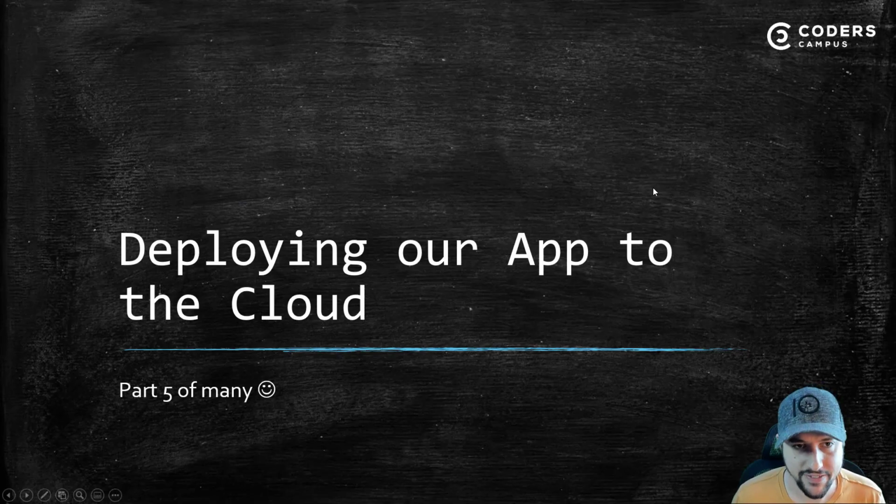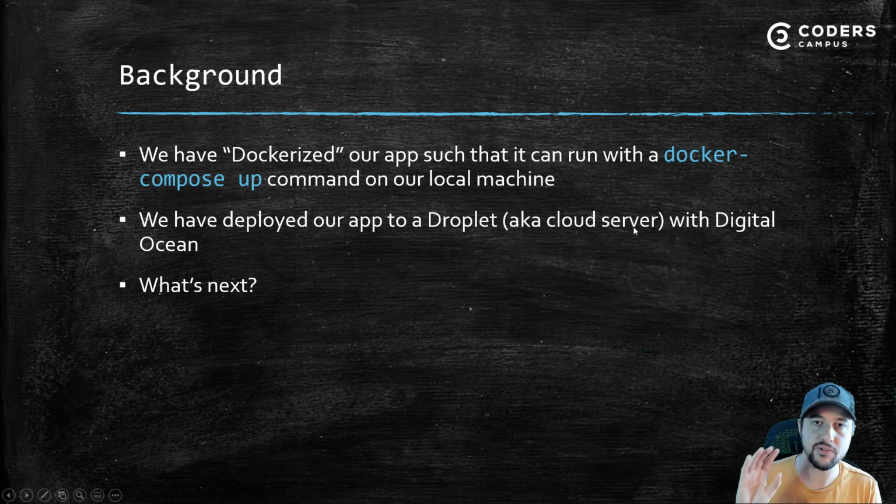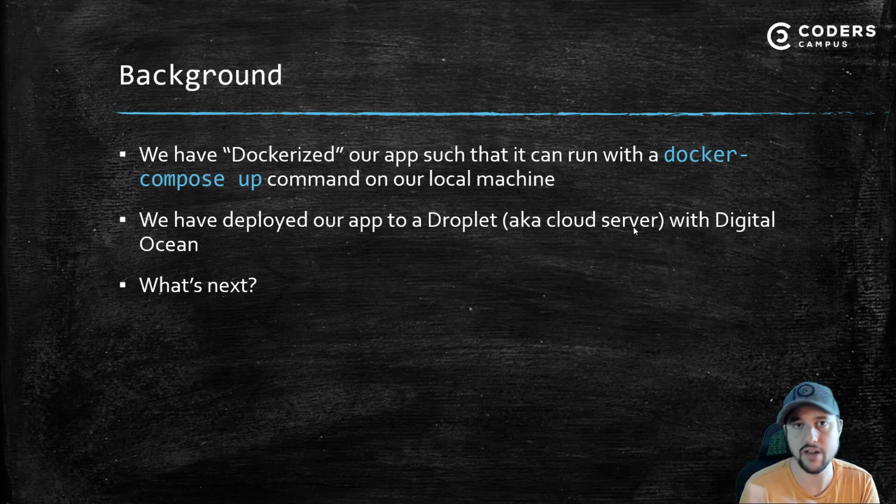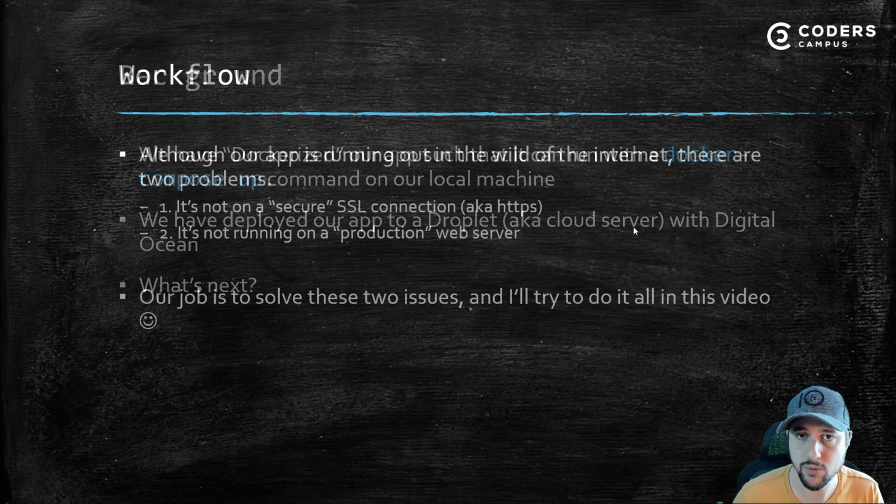All right, so let's dive into the good stuff. The background is that we've already Dockerized everything. We've done a container or a Docker Compose up in part 4 on localhost. Then from there, we went to part 5, which was deploying that Dockerized stuff and Compose stuff onto a DigitalOcean droplet. So that's now up and running, but what's next? What do we need to do?